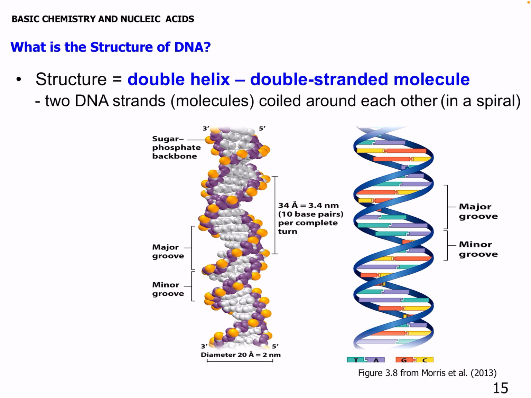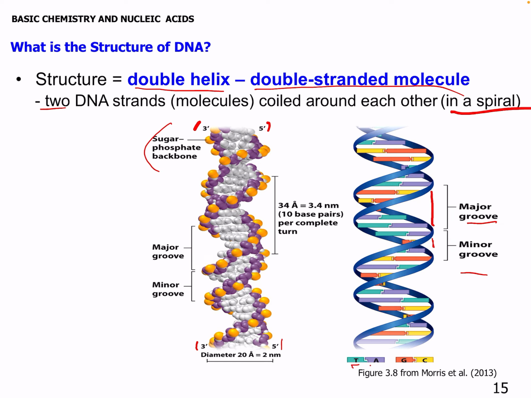So here's a much better picture. Again, it's a double helix and a double-stranded molecule. There are 2 DNA strands or molecules coiled around each other in a spiral. Some of the structure: again, we have a sugar phosphate backbone. When you look at DNA structures, it's always important to orient yourself with the 3' and 5' so you know where you are. Here we can see our major grooves and minor grooves. The major groove is the bigger gap in the spiral, where the minor groove is the smaller gap.